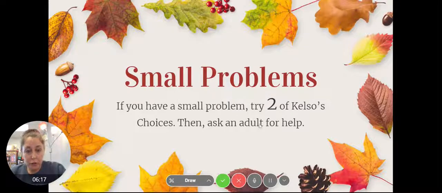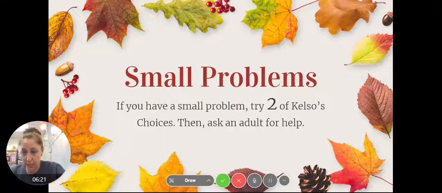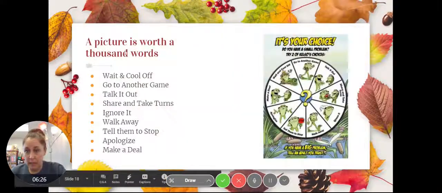So if you've tried 2 of Kelso's choices, remember you're in 2nd grade, so you can try 2 things, and then you can ask an adult for help. A picture is worth 1,000 words. So here's all of our choices.